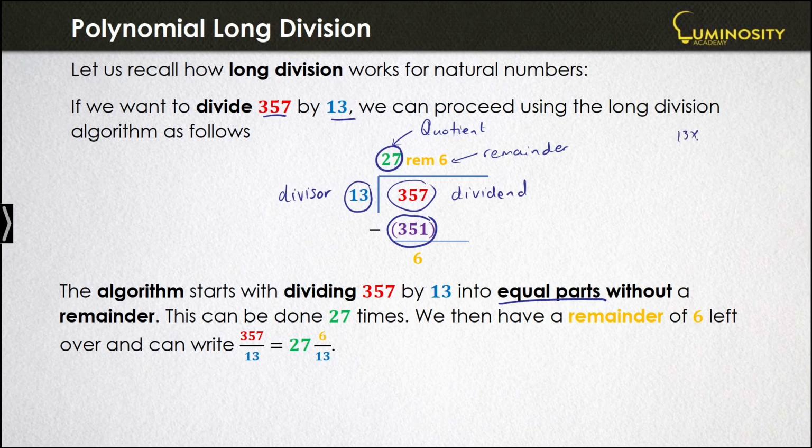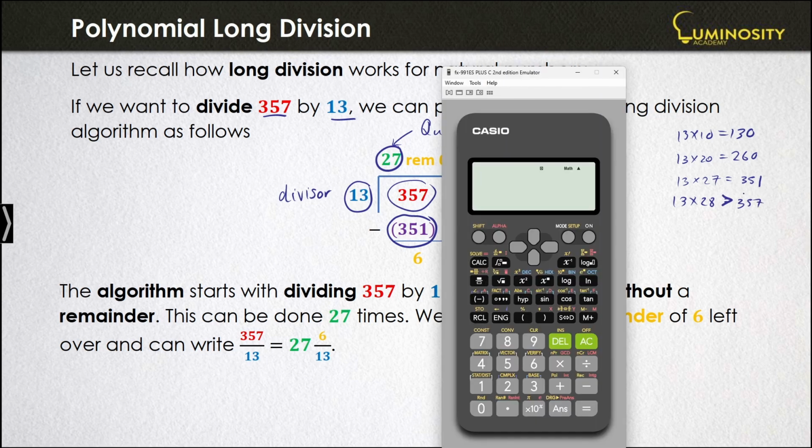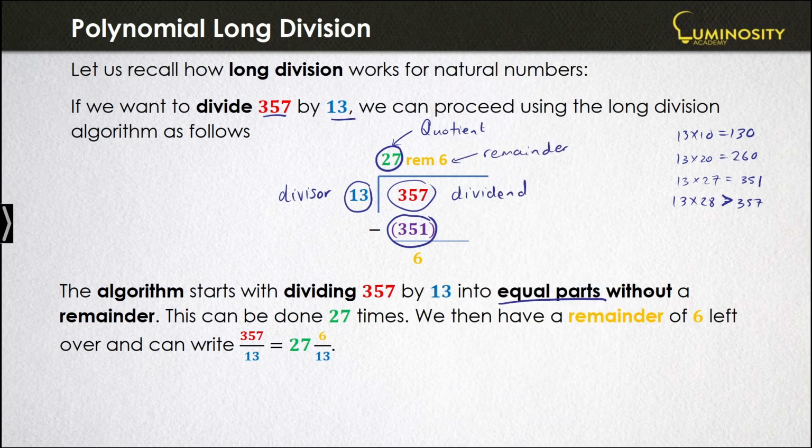So we know 13 times 10 is 130, but that's still quite far from 357. If we do 13 times 20, that's multiplying this by 2 essentially, so that's 260. So we keep getting closer and closer to 357 until we hit a number, in this case 27, which will give us 351. Notice if we go overboard and do 13 times 28, we get 364, which is much larger than 357.